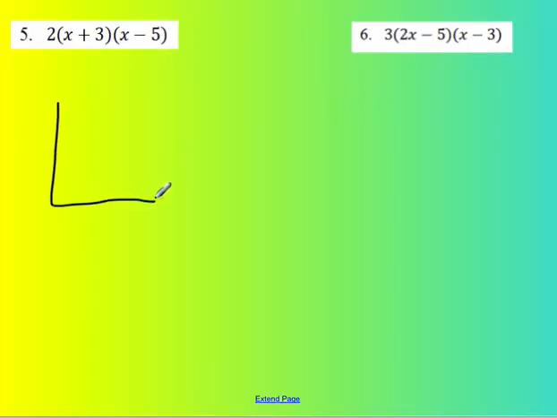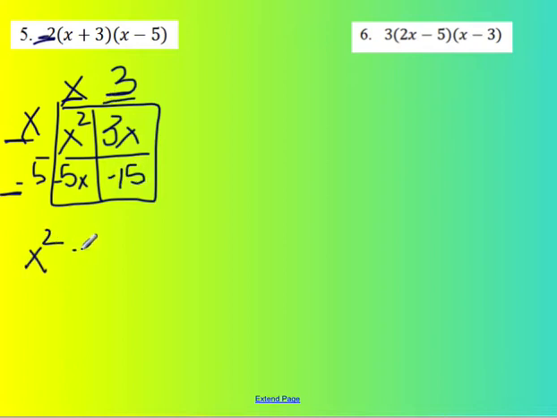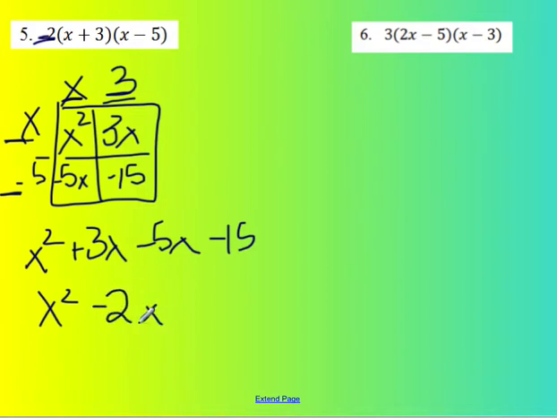So first thing I want to do is multiply out the box. So I have x plus 3, x minus 5. Right now I'm pretending that the 2 there doesn't exist. I'm going to multiply my box first. x to the first times x to the first gives me x squared. x times 3 is 3x. Negative 5 times x is negative 5x. And negative 5 times 3 is negative 15. So then I have x squared plus 3x minus 5x minus 15. That gives me x squared minus 2x minus 15 when you combine 3x minus 5x.